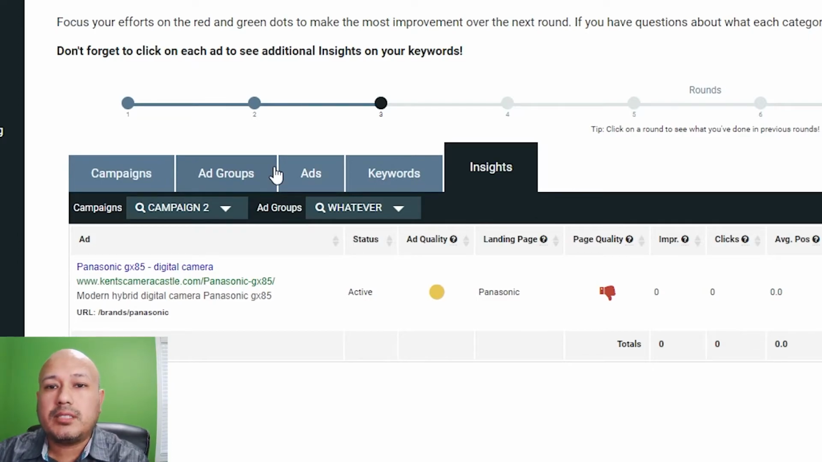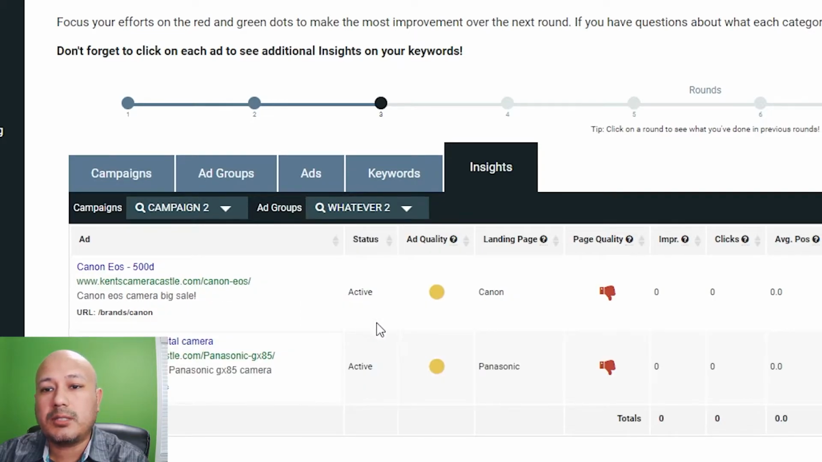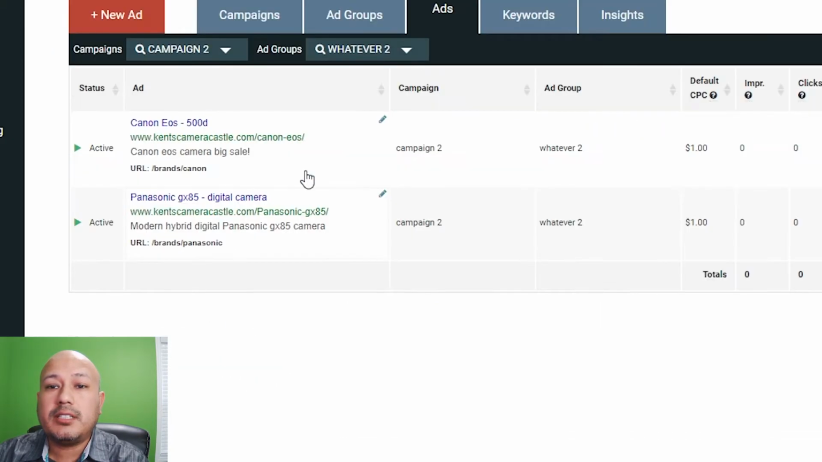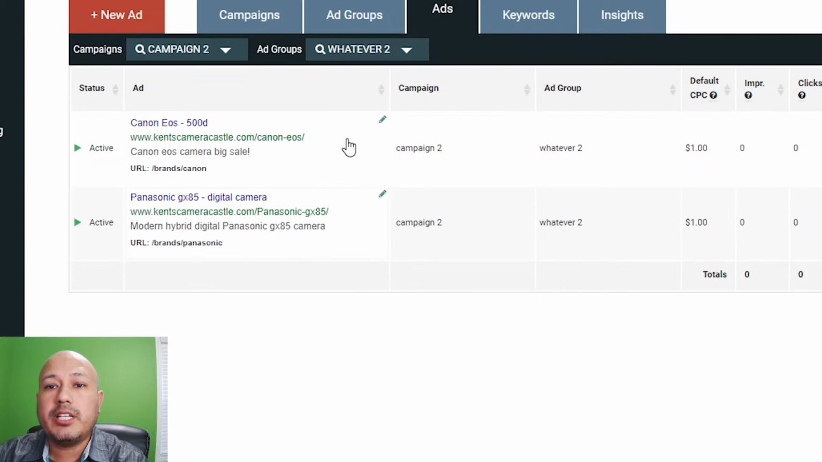Now let's take a look at some other campaigns. So we went through number 2, whatever. Let's go back to whatever 2, and we see that for this particular ad group, the student has created 2 ads. And as we say, one ad group generally only needs 1 ad. If you create more than 1 ad, then Google is only going to display one of those 2 ads.